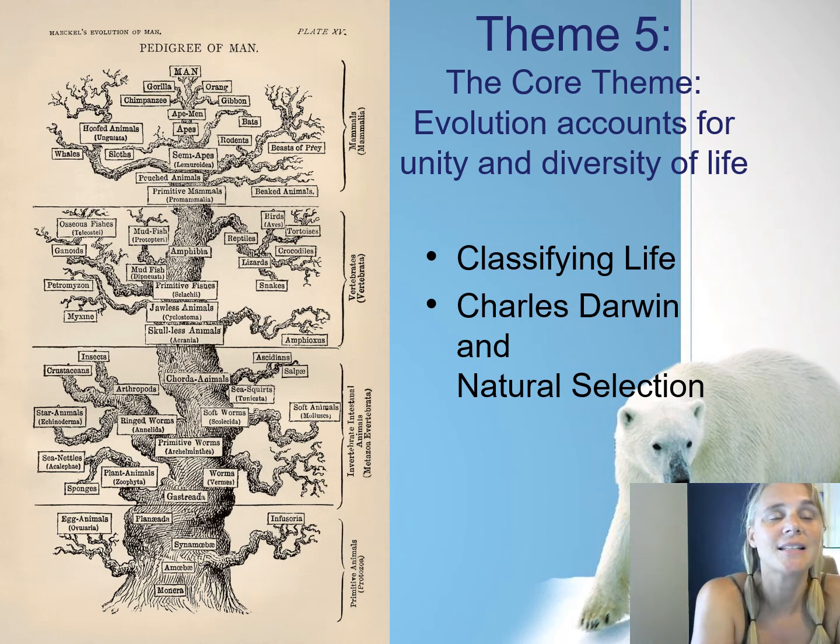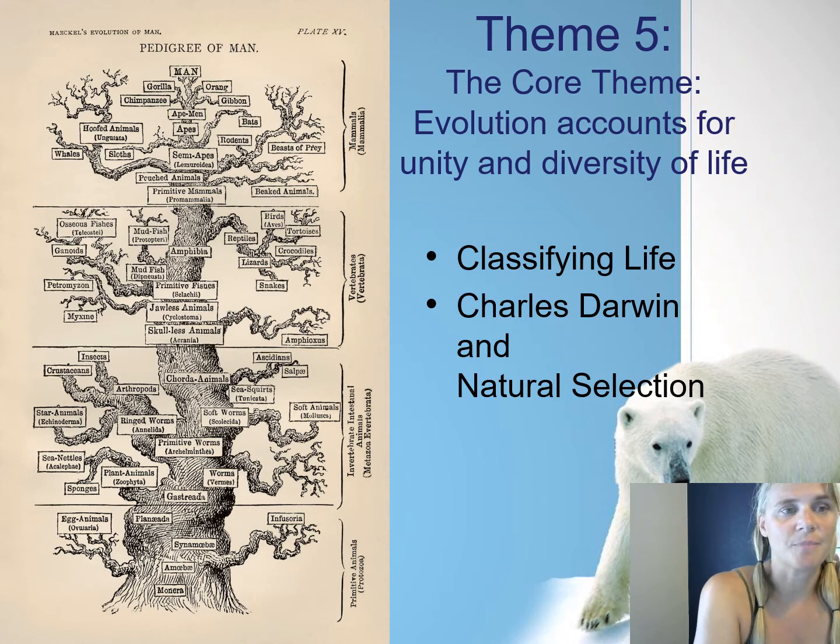Hi all, we're going to start where we left off on theme 5, which is the book's core theme that states that evolution accounts for all of the unity and diversity in living things. So we're going to start out with talking about how life is organized, how scientists want to put living things into categories to help organize their similarities and differences. So we'll talk a little bit about taxonomy, and then we're going to talk about evolution and how Charles Darwin really helped solidify a mechanism to help explain evolution.